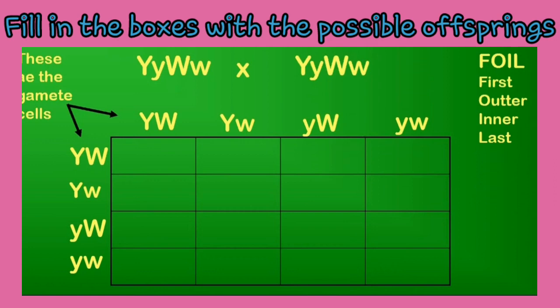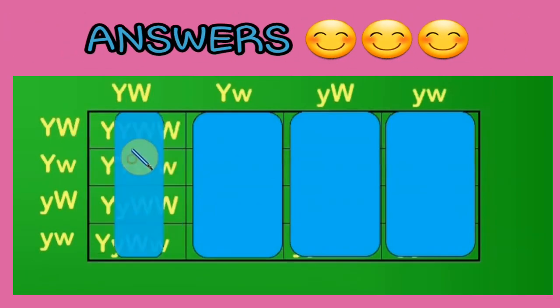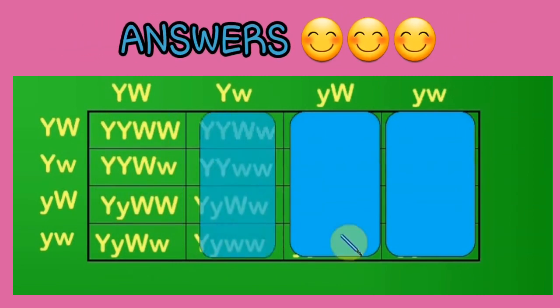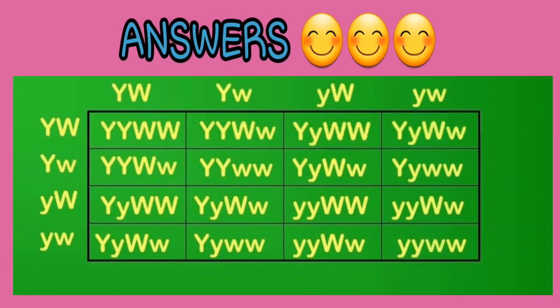This time, you have to cross each gamete so you can get the genotypes of the possible offspring. Can you do that on your own? Come on, you try! Get your pen and your notebook, then start to write it down. Now let me show you the answers and compare it to yours. Did you get it right?